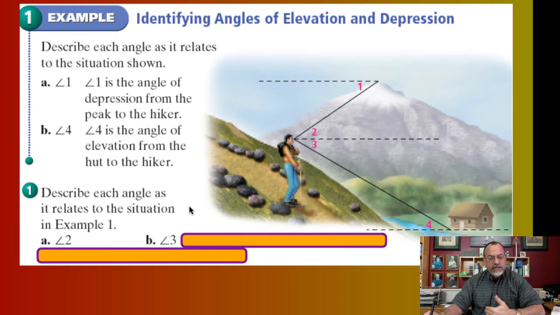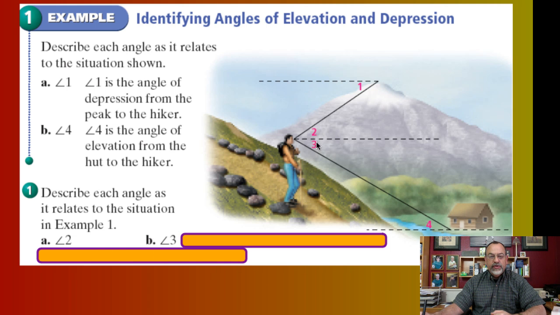A couple of examples then, just to get the idea of angles of elevation and angles of depression. If we wanted to describe each angle as it relates to the situation, angle 1 would be an angle of depression from someone standing on the peak looking down to the hiker. Again, angle 1 has this horizontal line here and then the line of sight looking to the hiker. Angle 4 would be an angle of elevation of someone looking up from the cabin to the hiker. And angle 4 again has this horizontal component to it, and then the line of sight would be the other side of the angle.